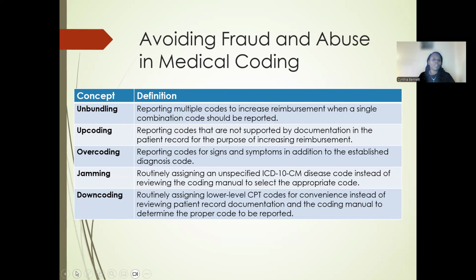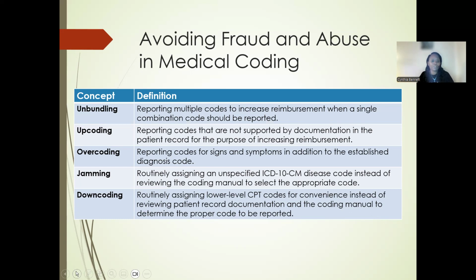So upcoding is when you're reporting codes that are not supported by the documentation. A good example of this is in your office visits. If the documentation supports a level 2 office visit, but you code and submit a level 3 office visit, this is what we call upcoding, because the documentation only supports a level 2 code, but you coded it as a level 3.